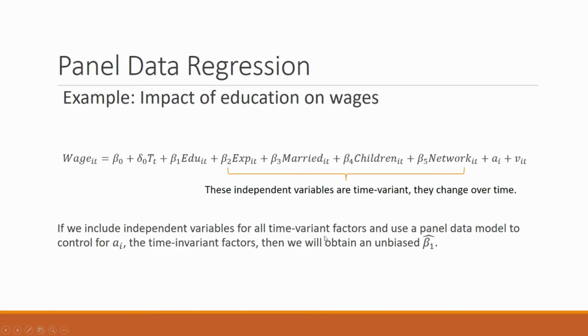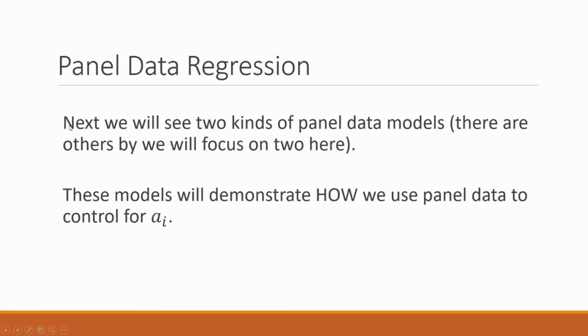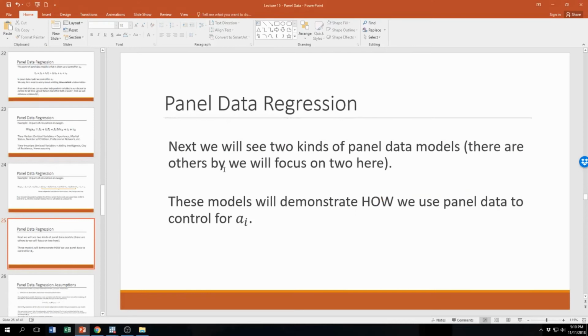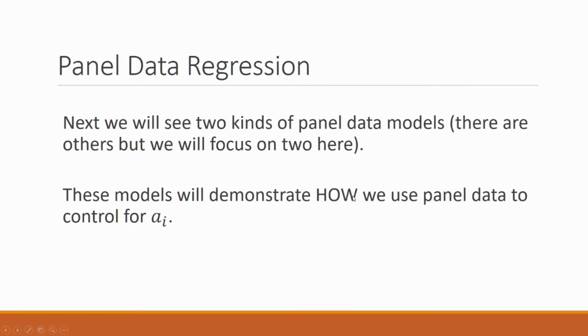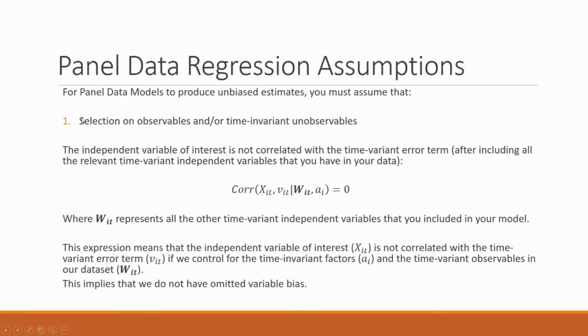So this is a powerful tool. Next we will see two kinds of panel data models. There are others, but we will focus on two in this class and in this lecture. These models will demonstrate how we use panel data to control for a_i. But real quick first, let's be clear about an assumption that we're making. For the panel data models that we use in this lecture to produce unbiased estimates, you must assume that we have selection on observables and or selection on time invariant unobservables.